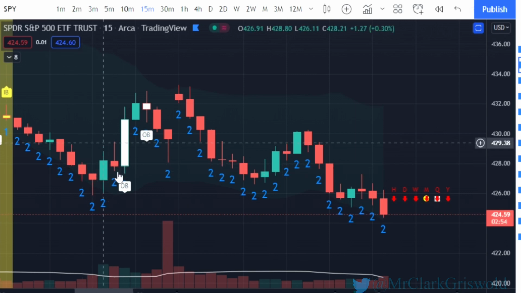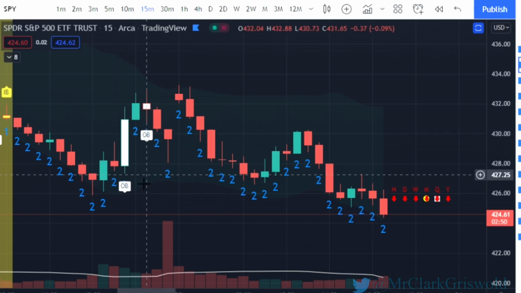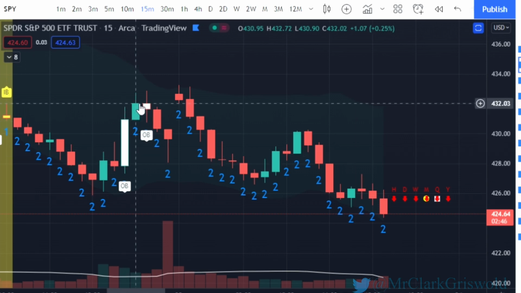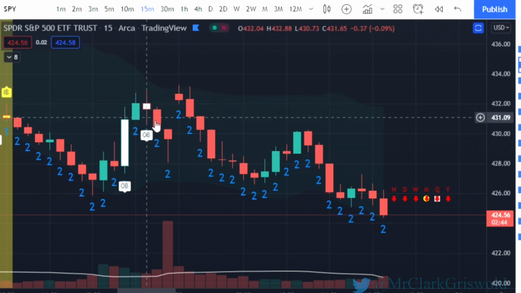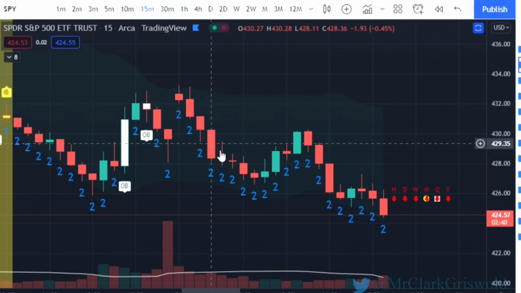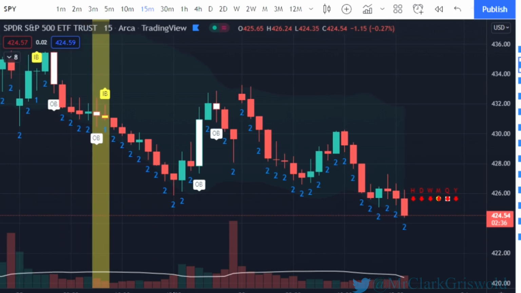2 up, 2 up. This is a 3. You can't see it because I've got this outside bar indicator on here, but this is a 3. It's an outside bar. 2. Outside bar again. 2 down, 2 down, 2 up, 2 down, 2 down. Okay, and if it's an inside bar, again, it'll give you an indicator here, a number 1, to show you that it's an inside bar.